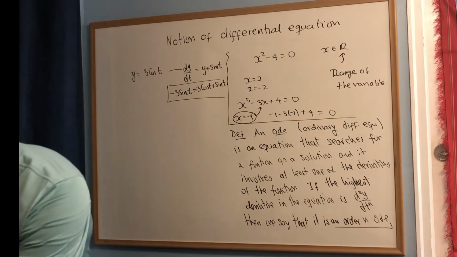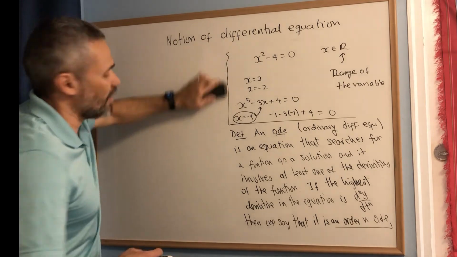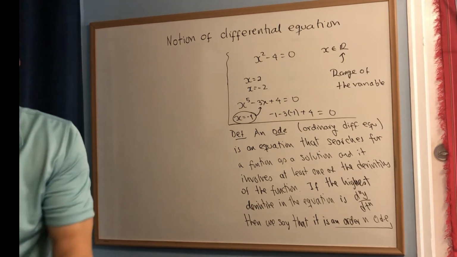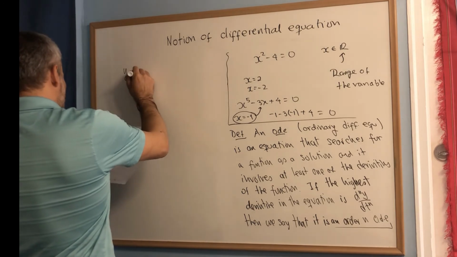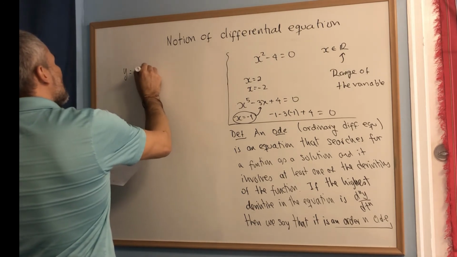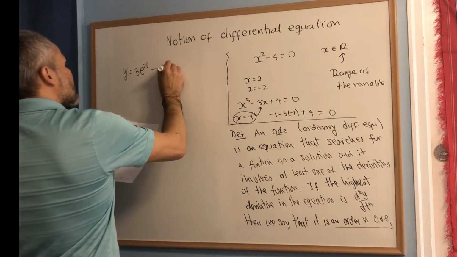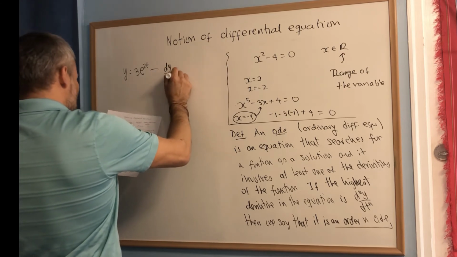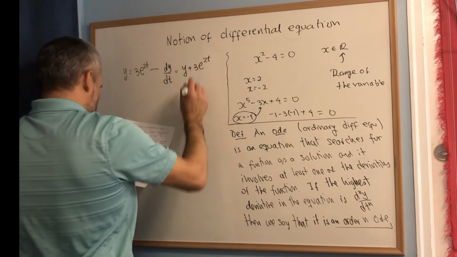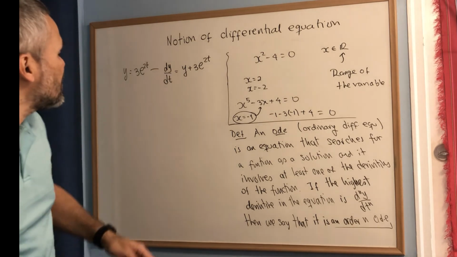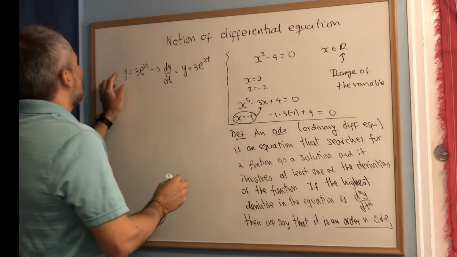Let's do another example. What if we want to check if y equal to 3e^(2t) is a solution of the differential equation dy/dt equals y plus 3 times e^(2t)? Let's see, we do what the differential equation tells us to do.